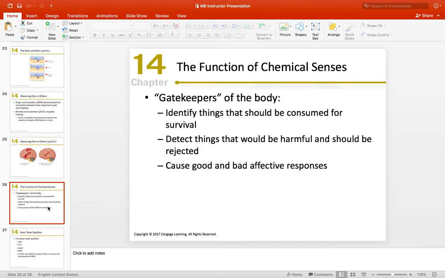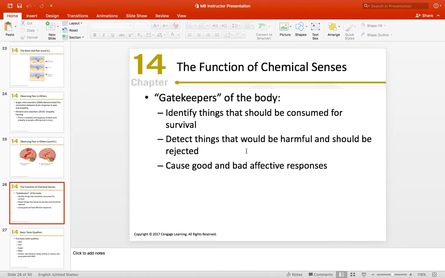So now let's do an overview of the chemical senses, gustation and olfaction, and then we'll be done. All right, so just want to do a little bit of an overview here. The chemical senses are gatekeepers. When we think about the sense of smell, we think about the sense of taste. Here we're talking about gustation, which is the sense of taste, a bit more. Gatekeepers, identifying things that could be consumed. We want to avoid harmful substances. We want to take things into our bodies that are good for us.